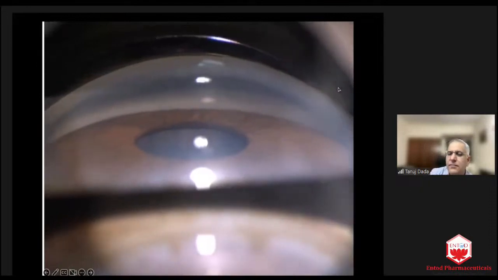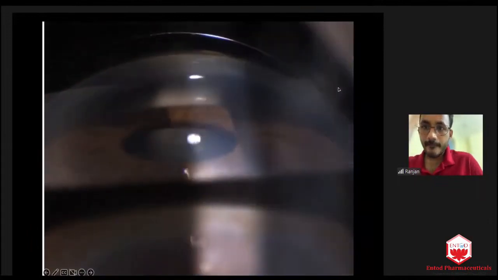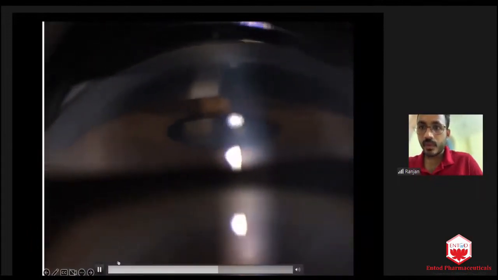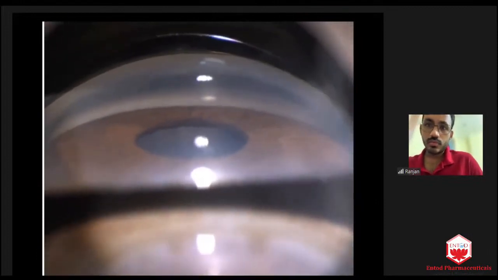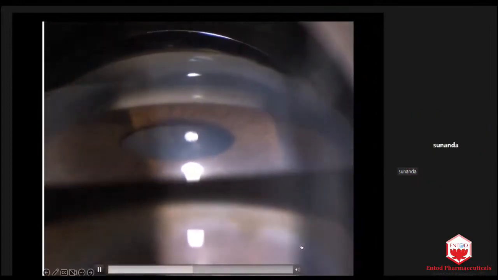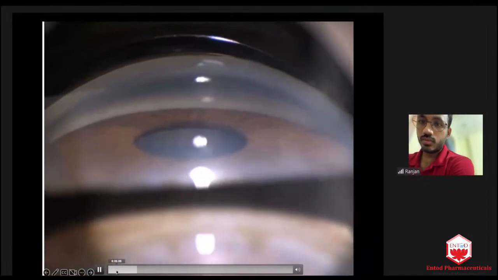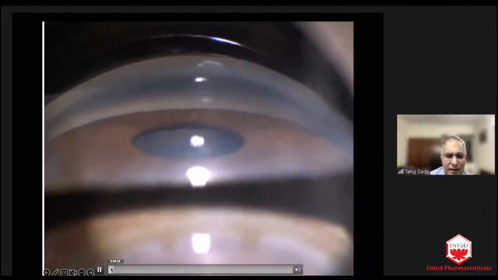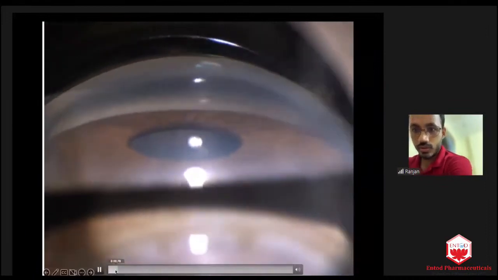Now, Dr. Ranjan. Yes, sir. Comment on this. Yes, sir. Ciliary body band is visible. Ciliary body band is visible. Okay. Very good. Then, sir, scleral spur visible. Very good.